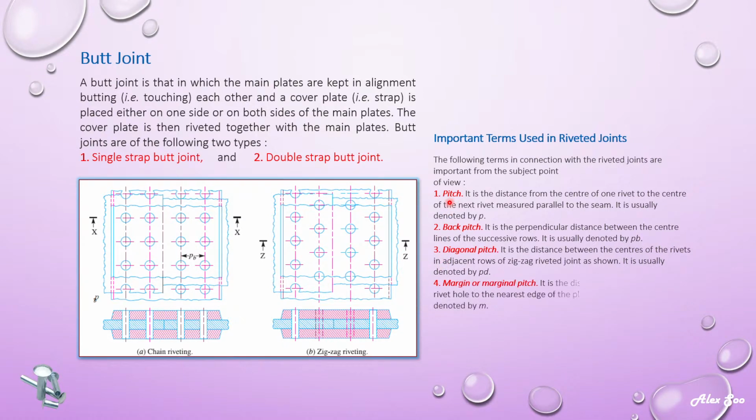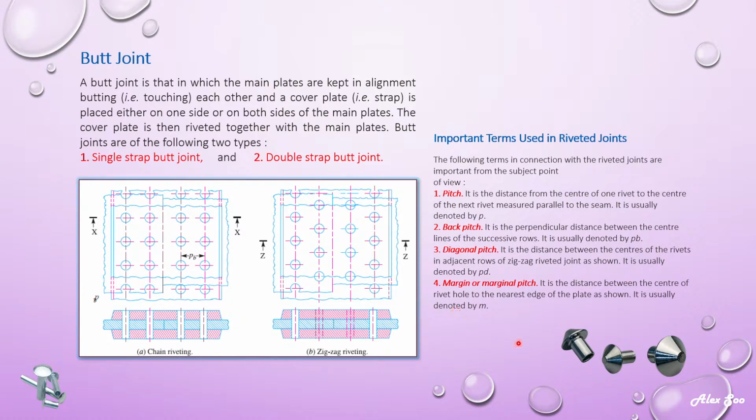Now margin, or marginal pitch. Margin is the distance from the center of the rivet to the edge of the plate. It is the distance between the center of the rivet hole to the nearest edge of the plate. That is called the margin or the marginal pitch.